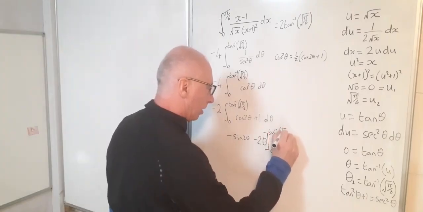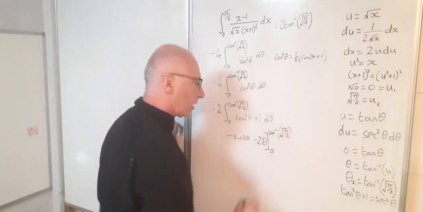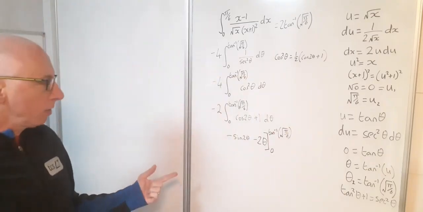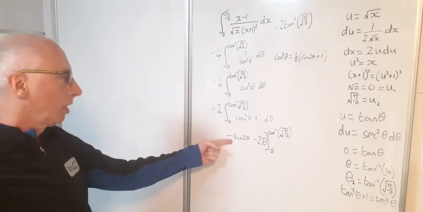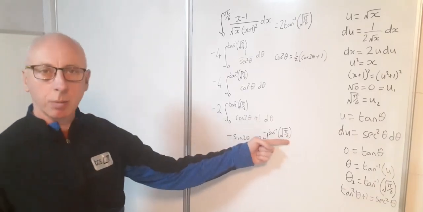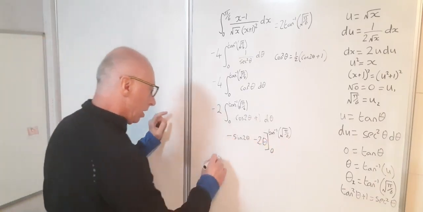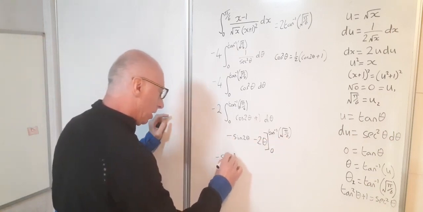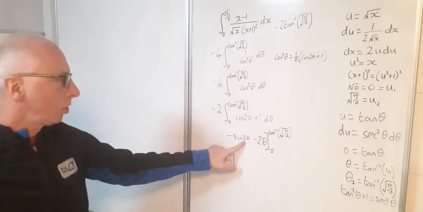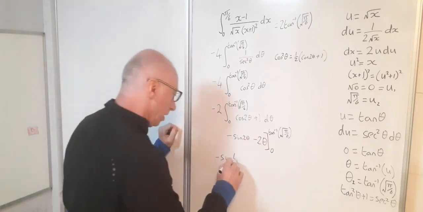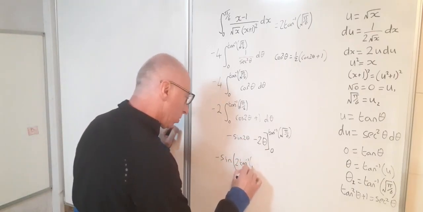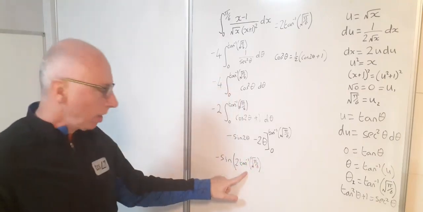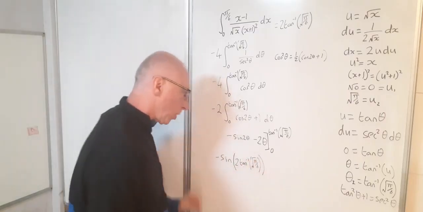Okay, so that's looking good now. Now I've just got to evaluate this at these limits. Where I see a theta, I plug in that. So minus sine, let's put this in a bracket, 2 times all of that: 2 times inverse tangent of square root pi over 6. That's a crazy input for a sine function, but that's what it is.